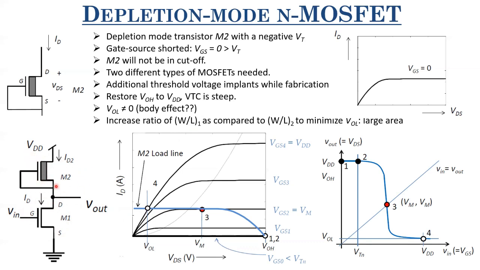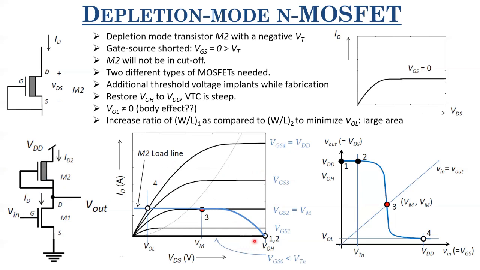So for that, in terms of design parameters, we can increase the W by L ratio of this M1 so as to reduce its resistance as compared to the W by L ratio of M2. By that we can reduce the VOL, but since we are increasing the W by L ratio, we are increasing the W of this M1, and as such we are increasing the area. So this is one trade-off when reducing the VOL of this kind of configuration. However, it gives you a VOH which is close to VDD, and it also gives you a very steep slope. So that way it's very promising.